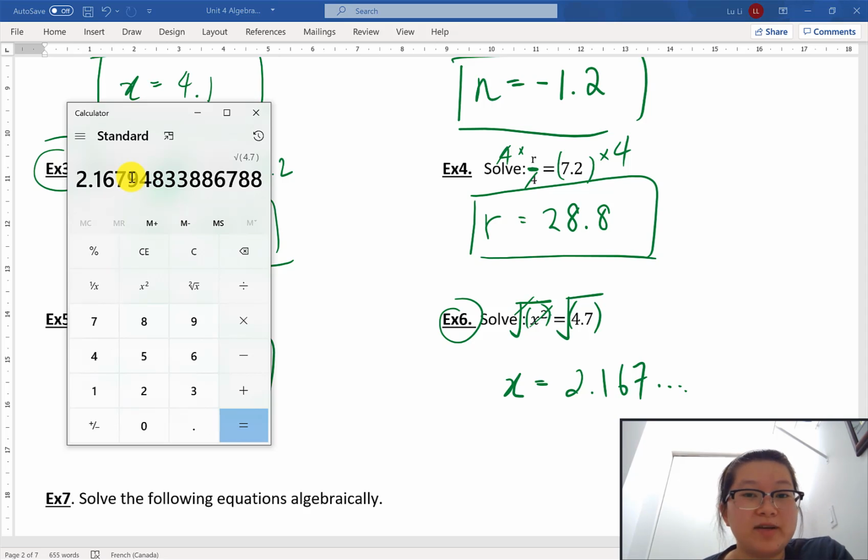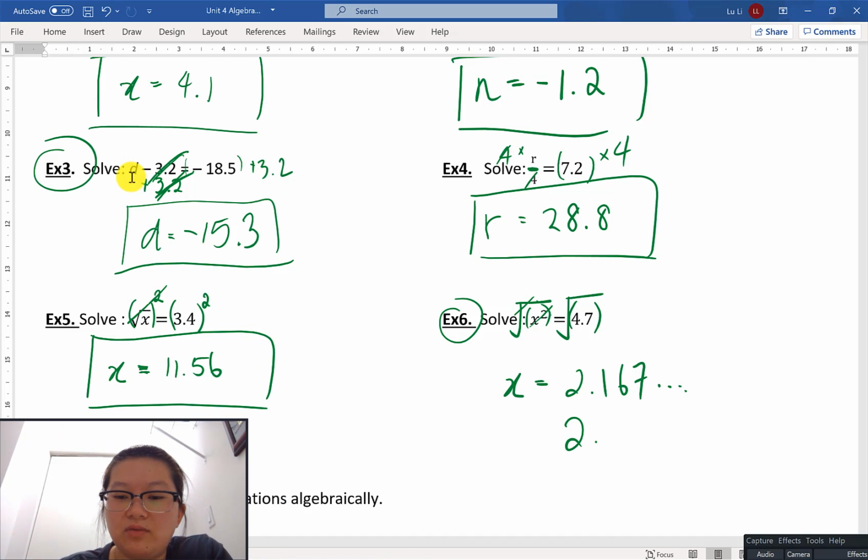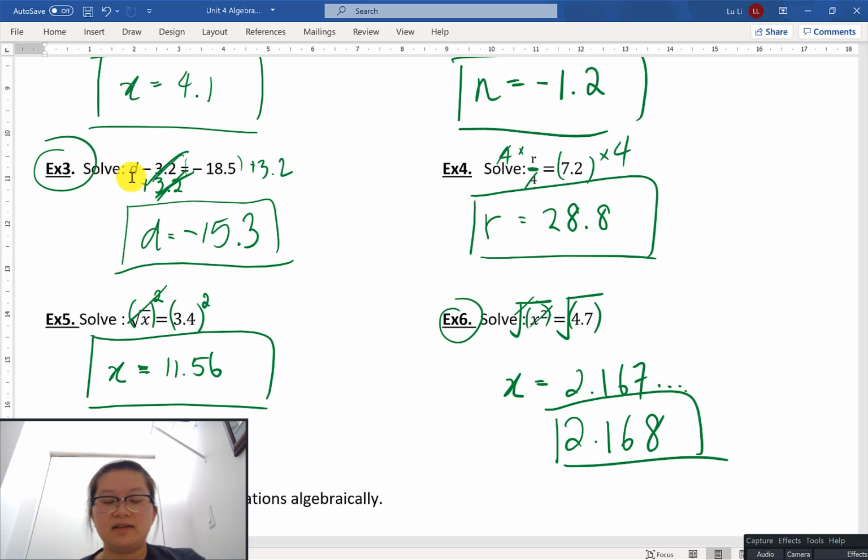And of course, if the question specifies the place value to round it to, then use that one instead. Okay, so here I would do 2.168. Okay, so here we are. All right, that's example 6. So that's it for this set of examples.